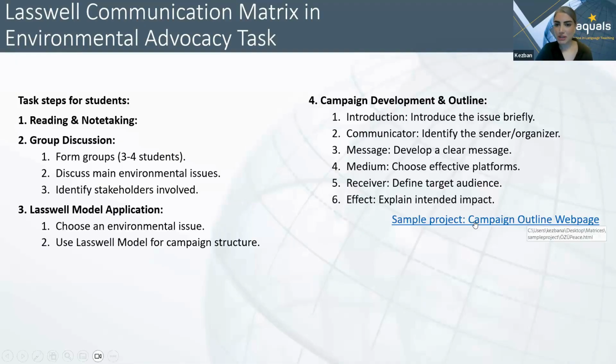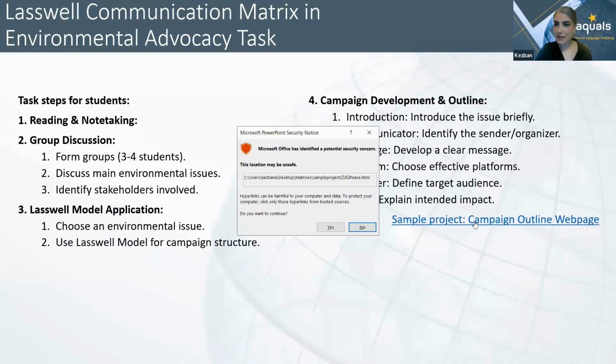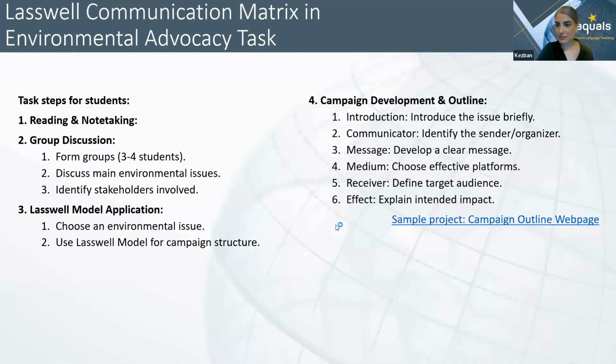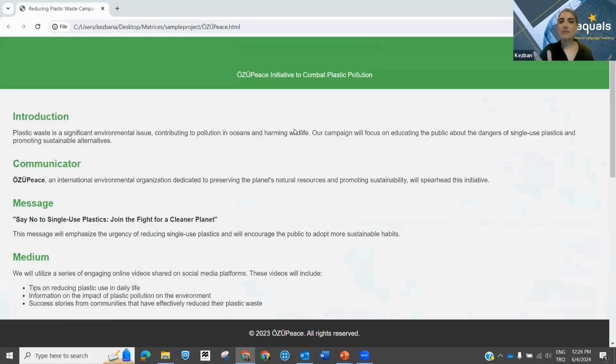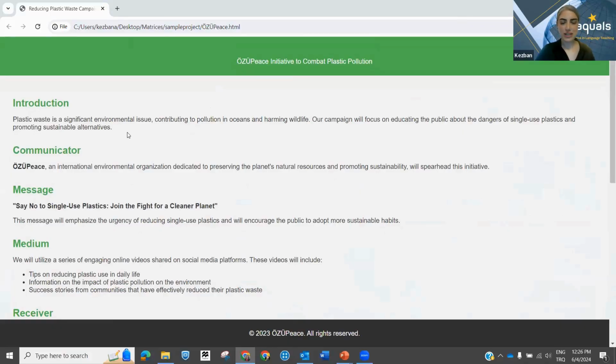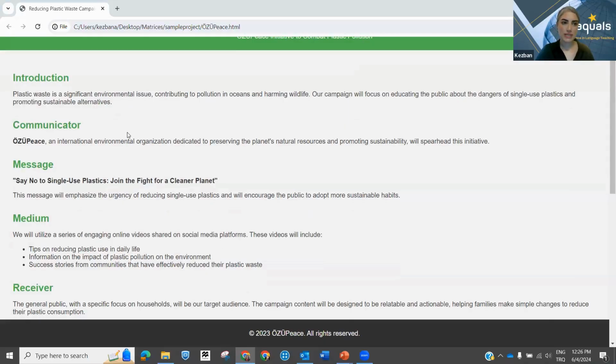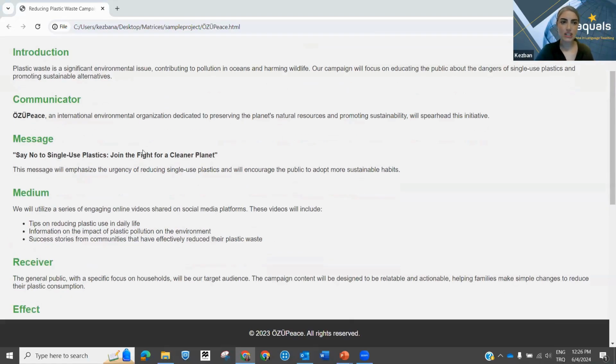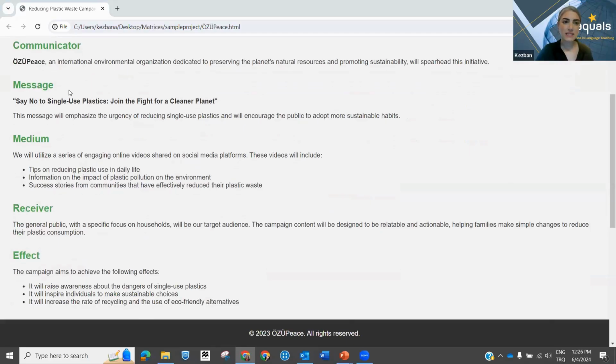And I would like to share a sample project, a sample outline web page they completed after this one. They called themselves Özpeace, inspired by Greenpeace, and this was their introduction, focusing on plastic waste. And they identified themselves as Özpeace, the communicator of the campaign, focusing on sustainability. And their message was saying no to single-use plastic.